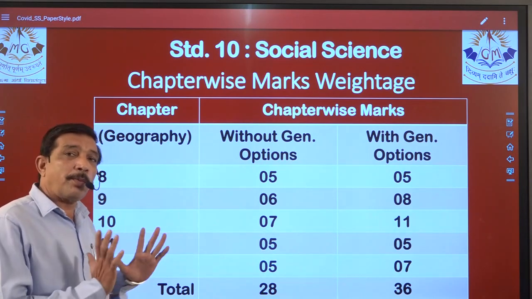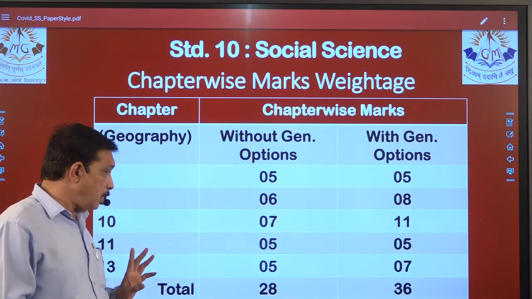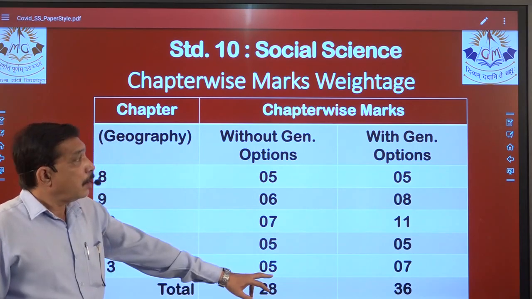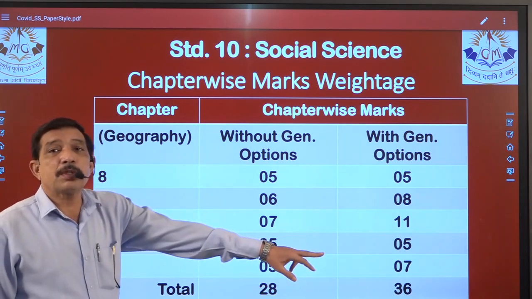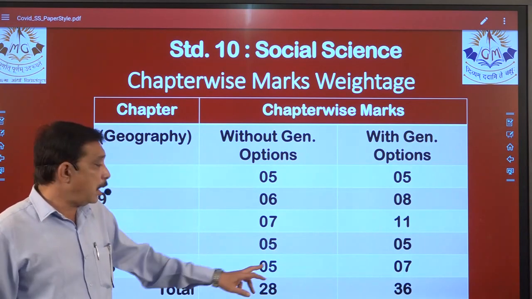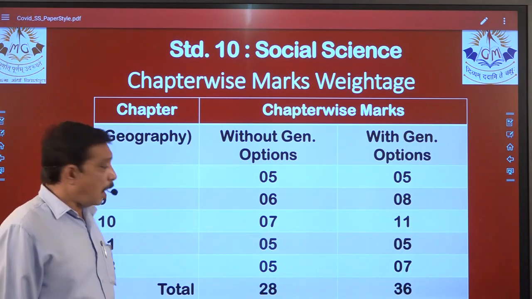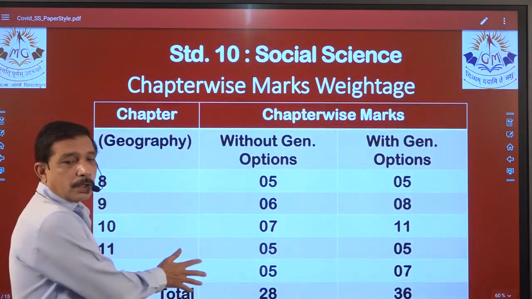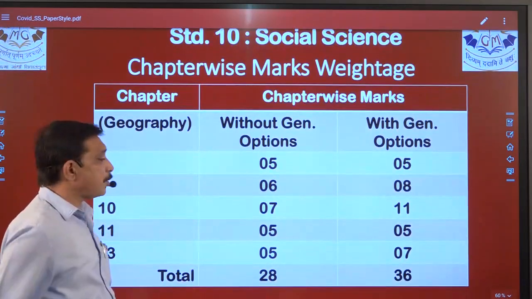That means you have to prepare 5 marks from chapter number 11. Chapter 13, 5 marks. There you have an option. That means an additional question will be there. So 7 marks. Again, a total of 28 marks for social. A total of 28 marks for social.